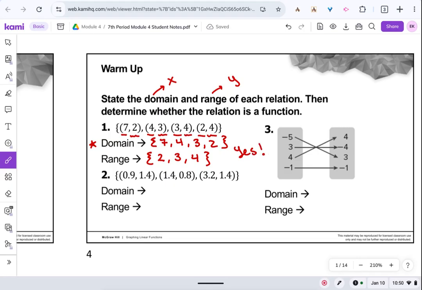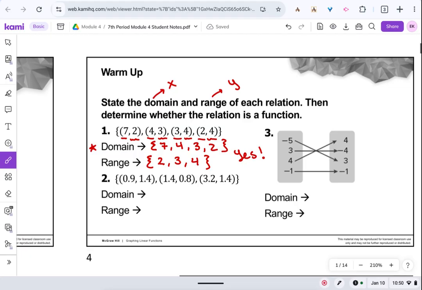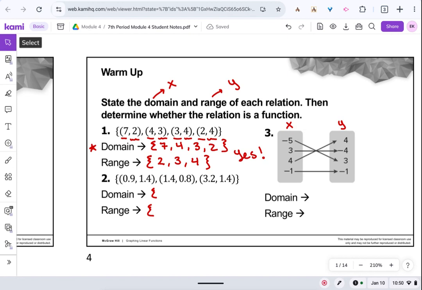I'd like you to go ahead and pause the video and see if you can fill in the rest of this warm-up. Again, make sure all of your domain and ranges start with curly brackets and end with curly brackets. And then on number 3, this first column is x and the second column is y, if you need help reminding that. Okay, so go ahead and finish this warm-up, and then you can move on to the next piece here.